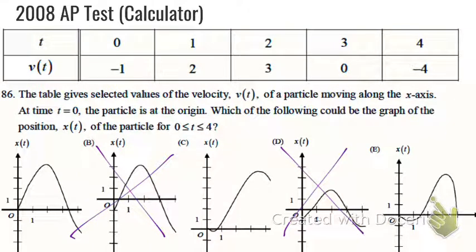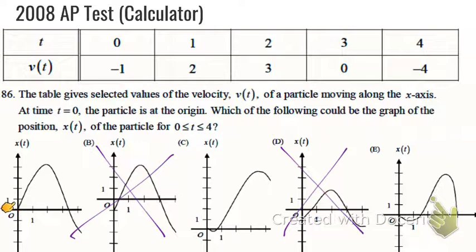Remember that when velocity is negative, it means that the particle is moving to the left, or down in this case, if we're looking at it in up and down motions. If velocity is positive, it means that the particle is moving to the right. So keep in mind that our function should start off going down, and then it changes to going up, and then it changes back to going down again.